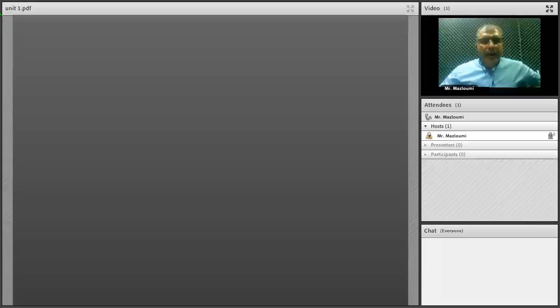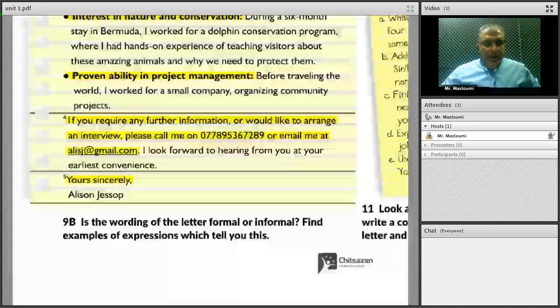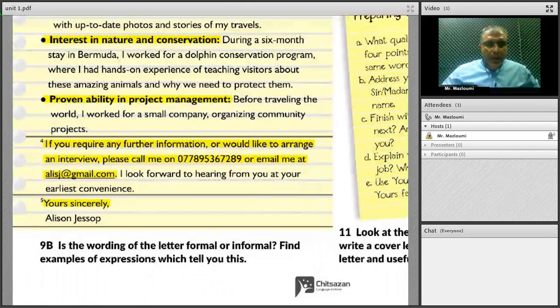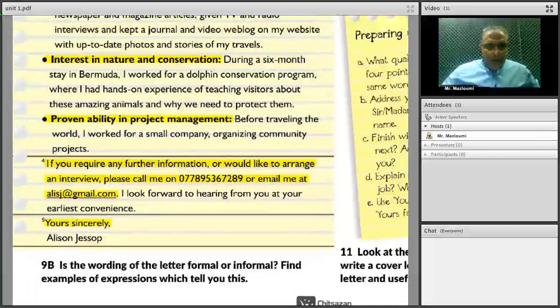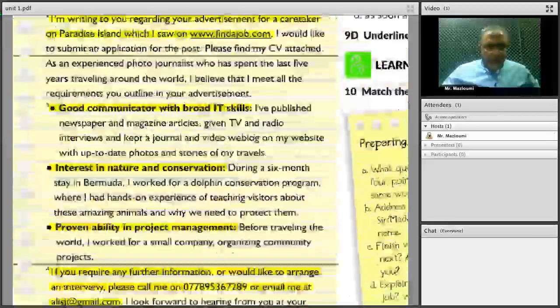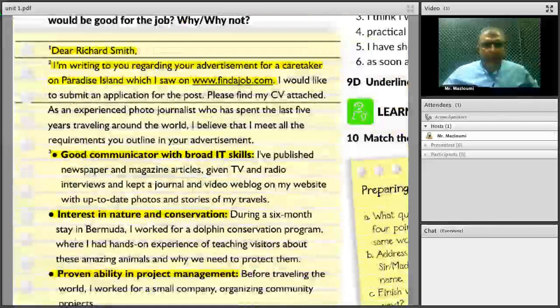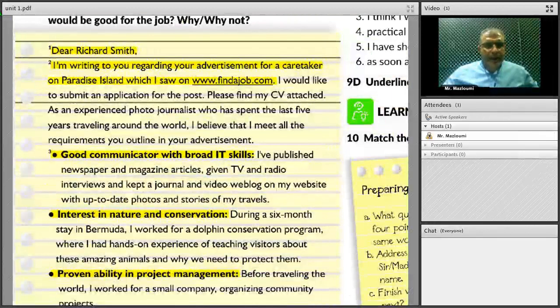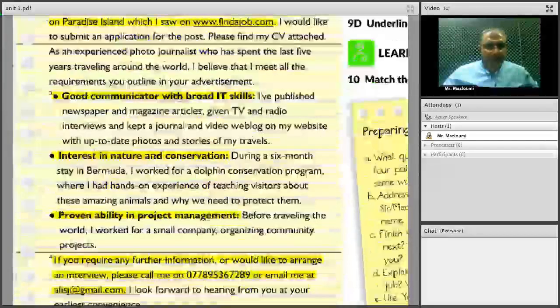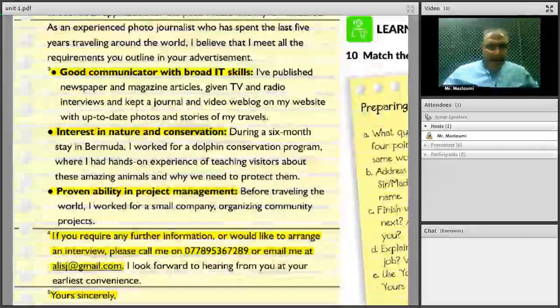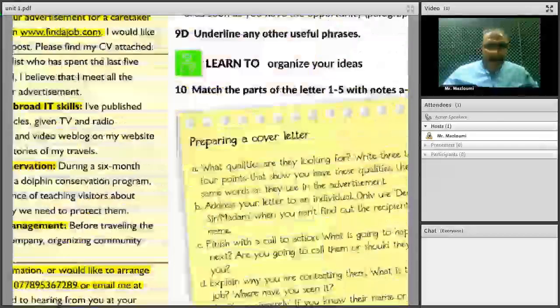9D. Underline any other useful phrases. Well, if I were you, I would underline yours sincerely. It is a formal way to end formal letters. Or look forward to doing something. Or if you require any further information, then yes, for example, I'd like to do something, or find my CV attached, a good phrase. Then, yeah, we had hands-on experience. Okay.